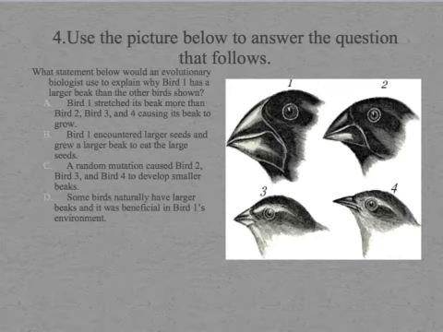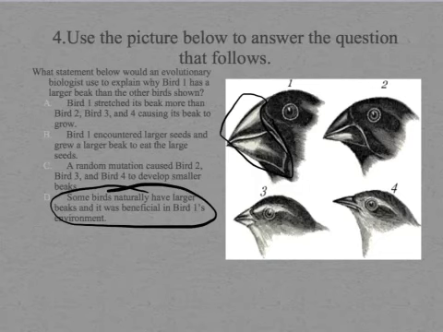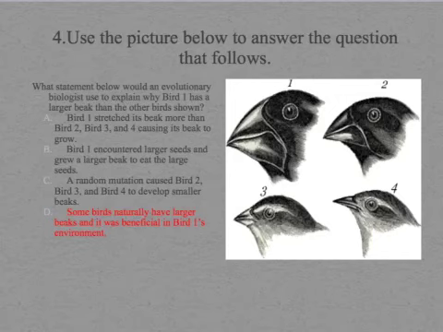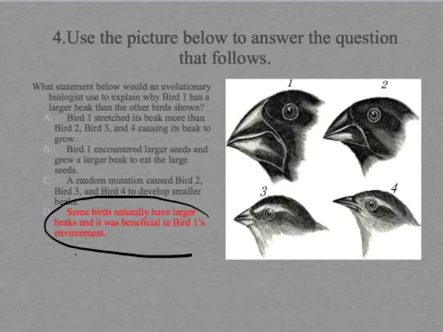That would be what an evolutionary biologist would say, because this beak developed as a result, and this one was able to have more children as a result that they were able to get the feed. It was beneficial to the environment, and that's why there's more of those in that type of beak in bird 1's environment. Again, which statement below would an evolutionary biologist use to explain why bird 1 has a larger beak than the other birds shown? Some birds naturally have a larger beak, and it was beneficial. So because it was beneficial, more of those birds had babies. And so then more of that beak was evolved into that area.